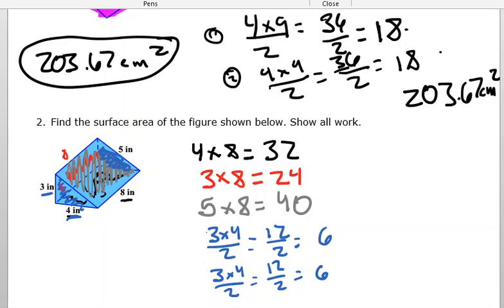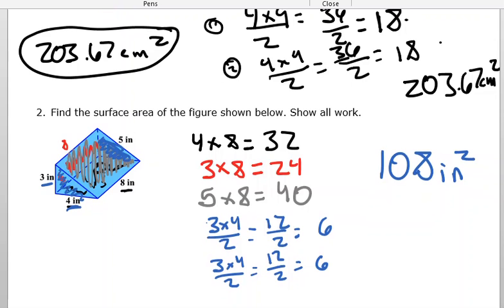You might be saying to yourself, Miss Syed, why don't I just not divide the area by 2, because I have 2 triangles? And I'm going to say don't do that, because you want to keep yourself in the habit of always using the correct formula when you're finding the area of any surface. So I'm going to add these all together. I have my 32 plus my 24 plus my 40 plus 6 plus 6. And that gives me 108. So I have 108 inches squared is the surface area of this folded up triangular prism.